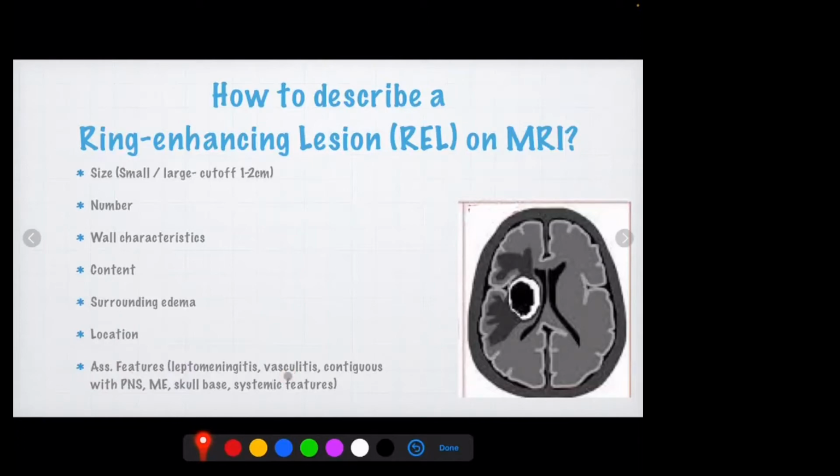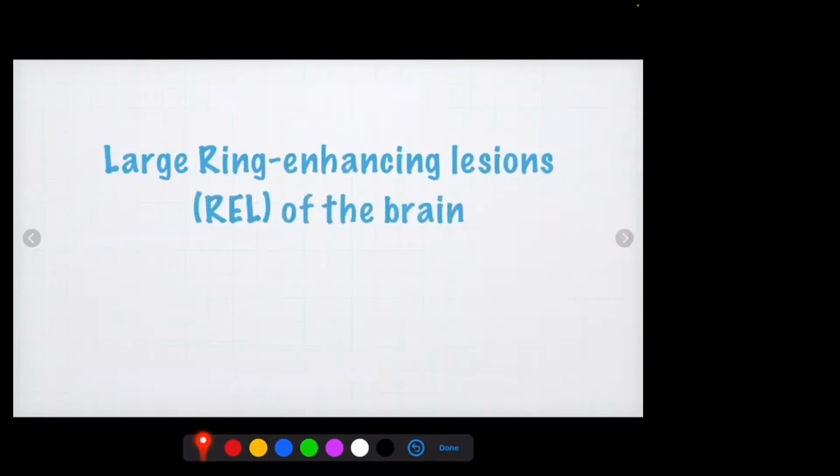For example, if I have a single large brain abscess, I would not consider bacteria as the cause if I have associated vasculitis along with that. Maybe fungal would be more likely to start with. If it is contiguous with the paranasal sinuses or middle ear, it's more likely to be bacterial or fungal as the cause. The skull-base osteomyelitis sometimes. And the systemic features, of course, are to be seen, which I would not be discussing right now because I will be mainly focusing on the radiology part and not on the other evaluation which we can do in these patients.